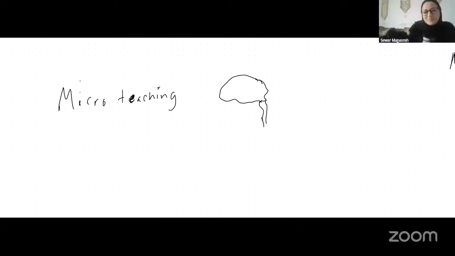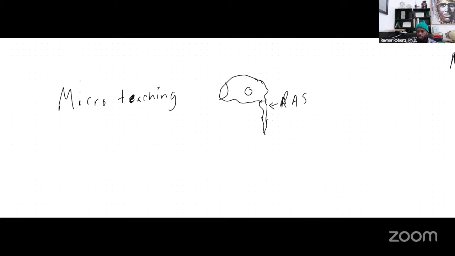So, as educators, there's 3 parts of the brain that we're particularly interested in. This part right here, this part right here, and this part right here. This part right here is called the RAS. The RAS stands for the reticular activating system. And the RAS is concerned with one thing and one thing only: keeping you safe.